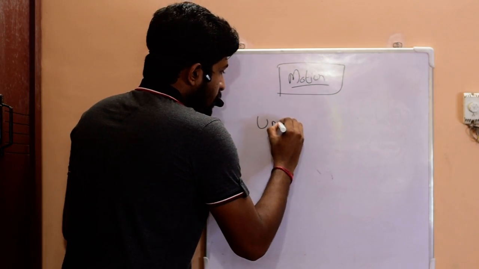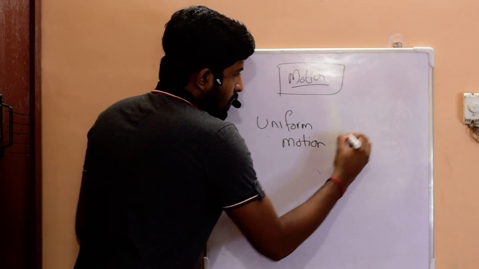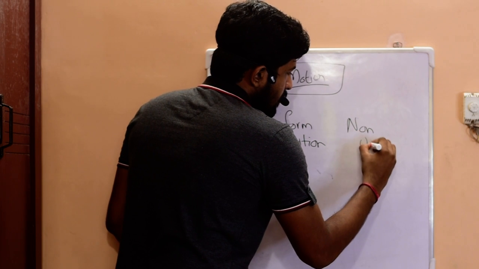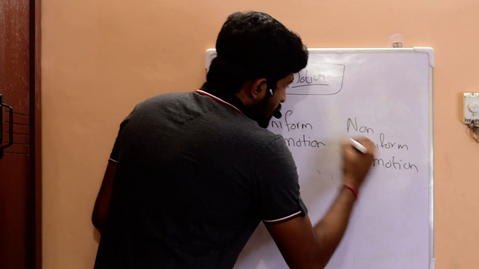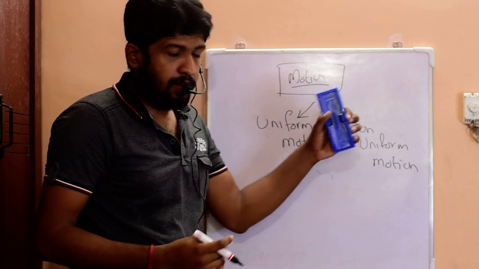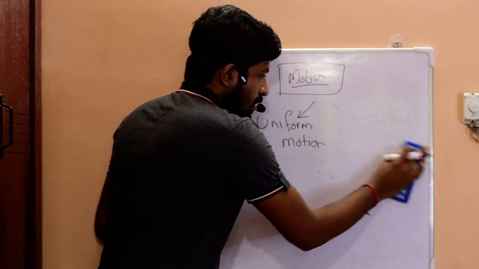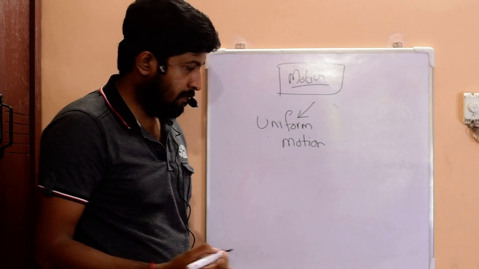Okay then. Uniform motion and the non-uniform motion. So these are the two distinctions of motion: uniform motion and non-uniform motion. Let's just start with the uniform motion. First of all, what is a uniform motion?